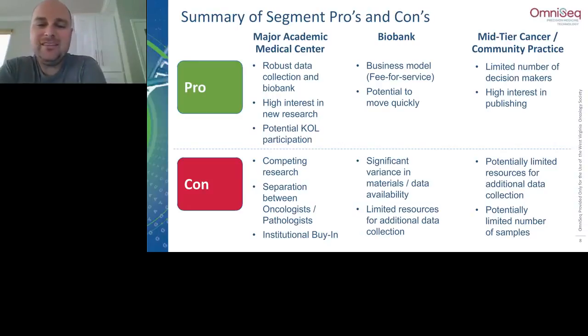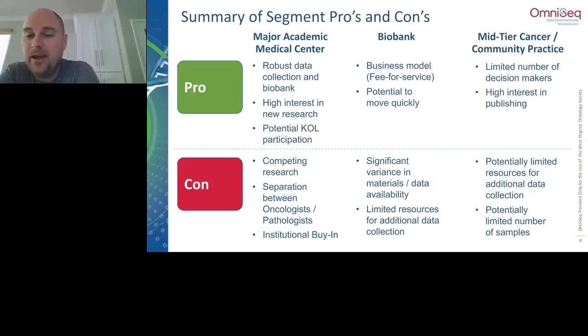On the con side, similar to the biobank, as I mentioned before, you'll see a lot of variability within this segment. So you will encounter some cases where there are very limited additional resources for data collection, especially when you start talking about community practices. One of the biggest challenges is that the day-to-day operation itself tends to overwhelm their ability to take on a project like this. And so, again, I think minimizing your ask up front is essential for getting engagement with these practices.